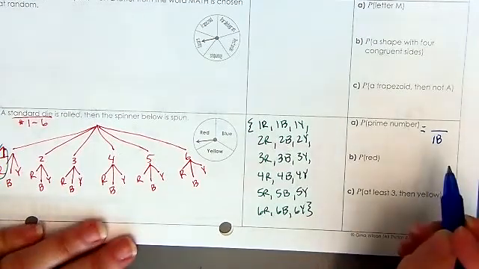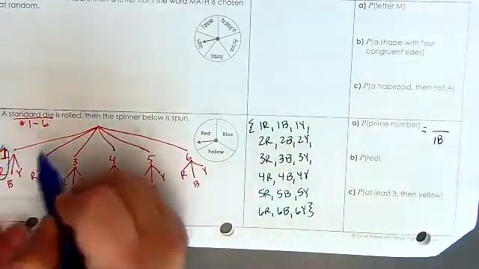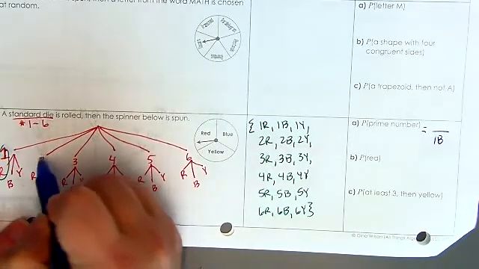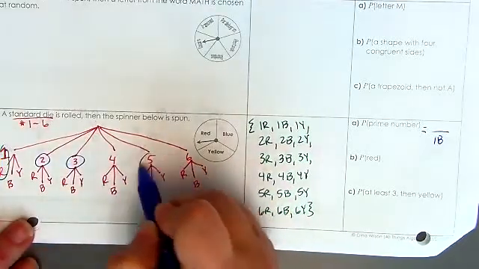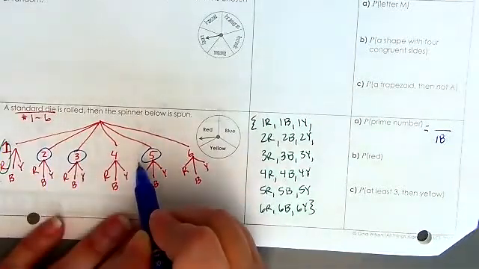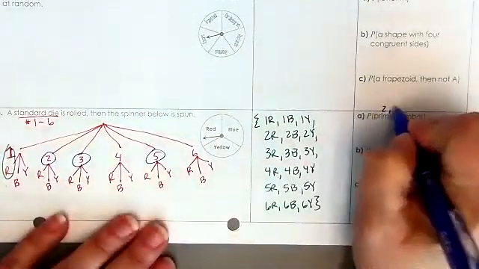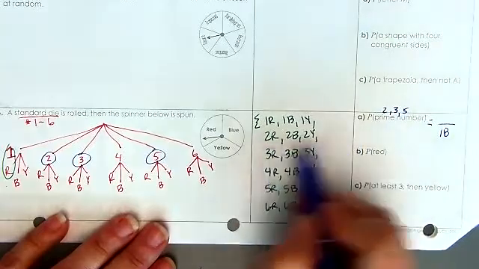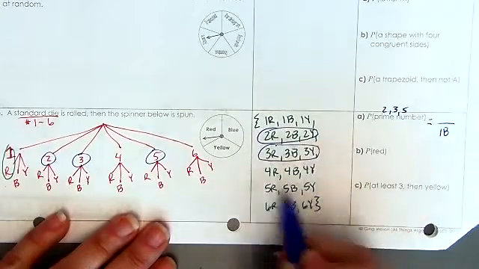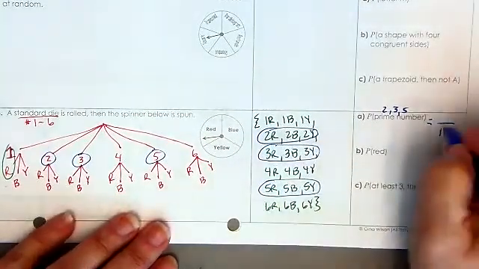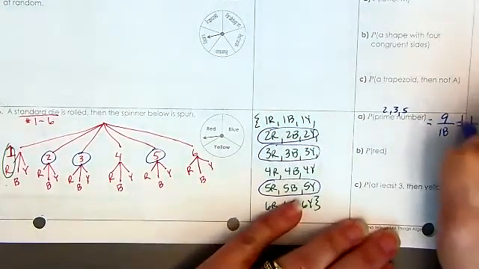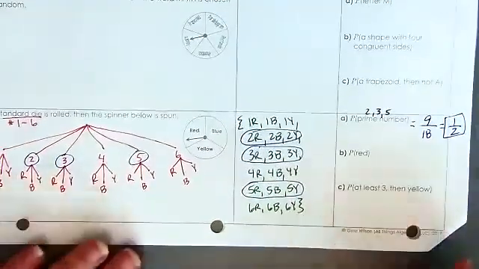Okay, so we want prime numbers. Which ones are prime numbers over here? We have 2, 3, 5, because 1 is never considered an actual prime number. So 2, 3, 5 are the prime numbers. That means I've got all of these that are possible, all of these, and all of these, which gives me a total of 9. But remember, we always have to have a simplified fraction. So this is 1/2.